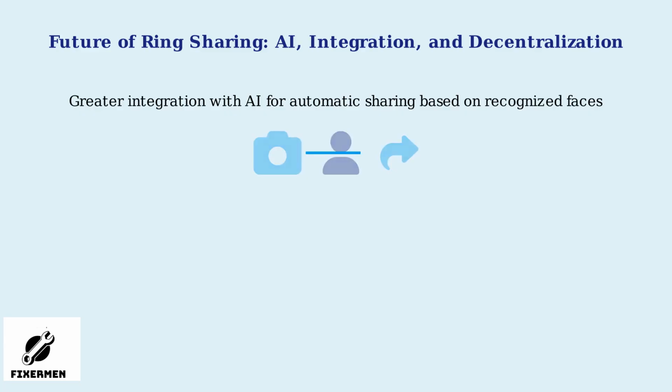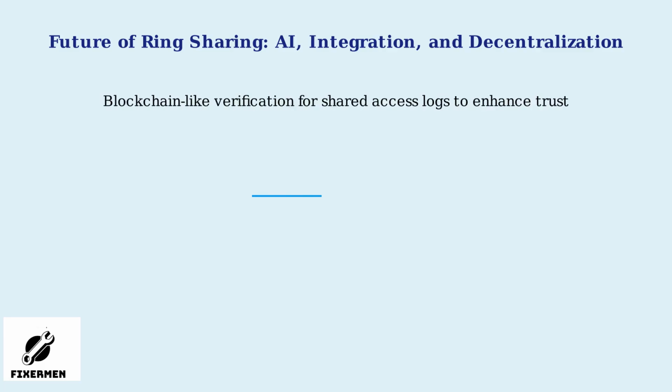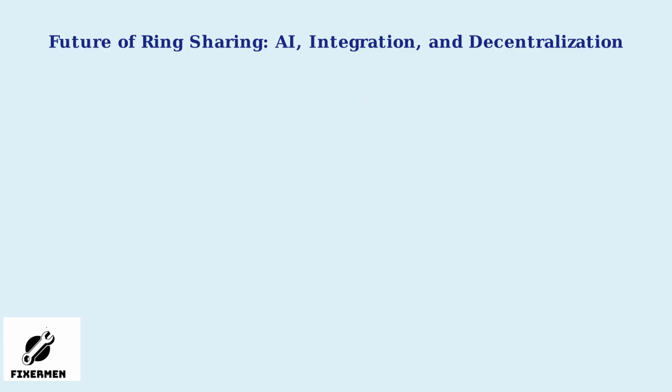Ring camera sharing is evolving rapidly with greater integration of AI. This includes automatic sharing based on recognized faces, where the system can identify individuals and grant access accordingly. Future trends include blockchain-like verification for shared access logs. This technology creates secure, tamper-proof records of who accessed what footage, building greater trust in the sharing system.